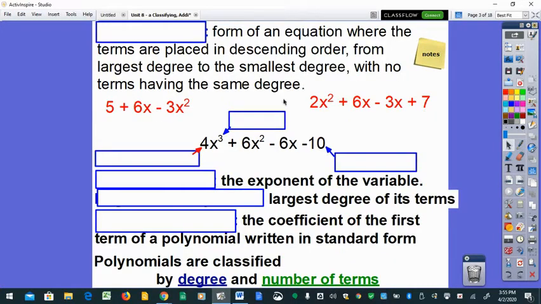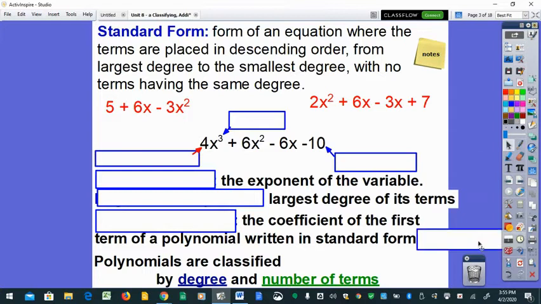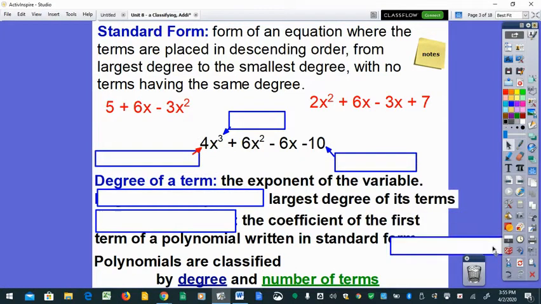And now we're going to learn a couple more things. So first of all, I'm going to go down here, and you're going to look at this one right here. And this one is in what's called standard form. Now, standard form of an equation is where the terms are placed in descending order from largest degree to smallest degree. So let's just stop there for a second. What does this term degree mean? The degree is the exponent of the variable.